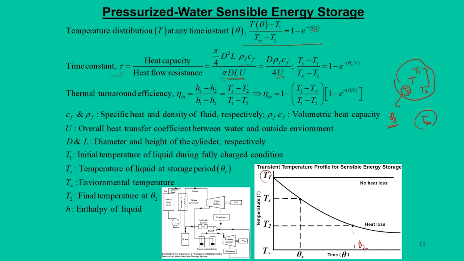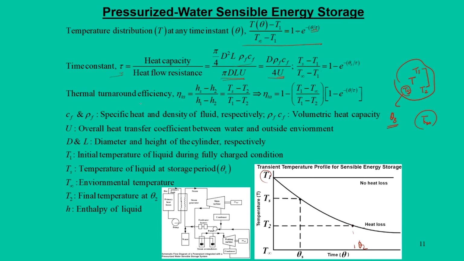So, putting this, we can define this time constant tau. If you say you have a storage time theta s, the corresponding temperature is Ts. So, this equation gets reduced to (Ts minus T1) divided by (T infinity minus T1) is equal to 1 minus e to the power minus theta s by tau.